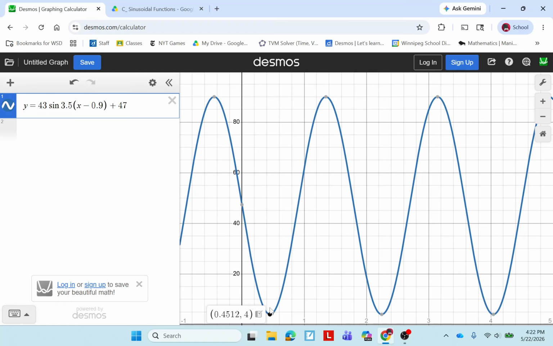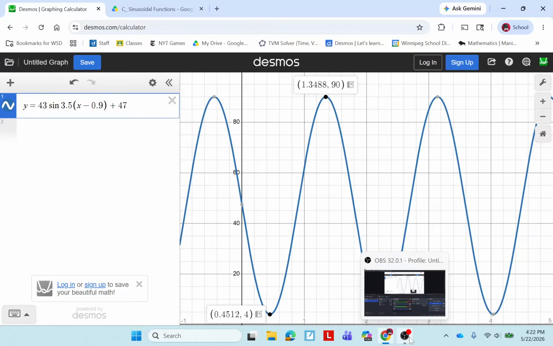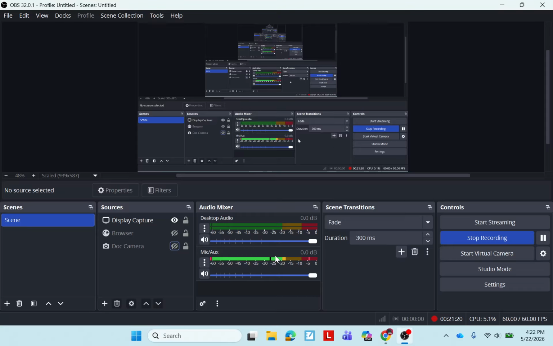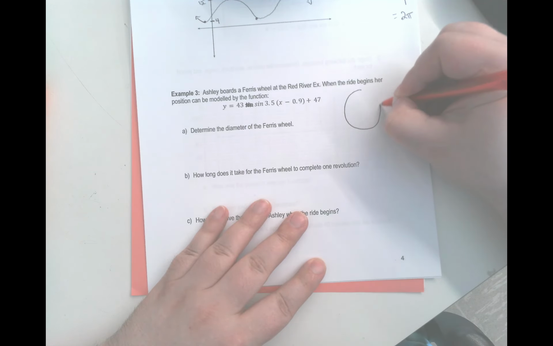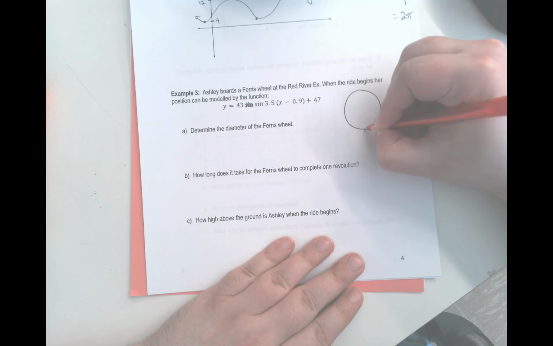So starting with the diameter of the Ferris wheel. At the lowest point, the Ferris wheel is at a height of 4, and at the highest point, it has a y value of 90. So how can we interpret the diameter based on this? Well, I'm going to switch back to the notes and draw a diagram. A Ferris wheel is just a big circle like this. And what the graph said is that at my lowest point, the Ferris wheel is at 4, and at the highest point, the Ferris wheel is at 90.